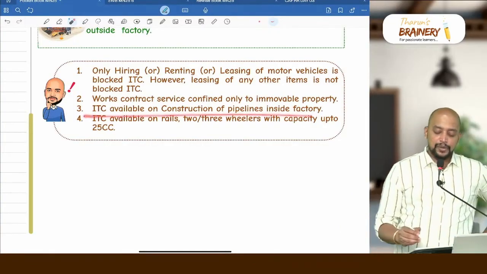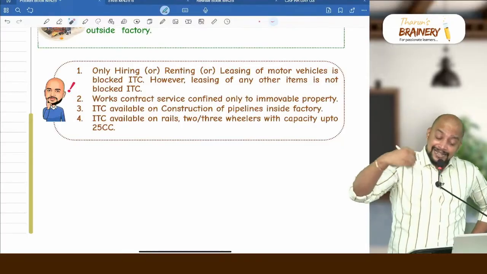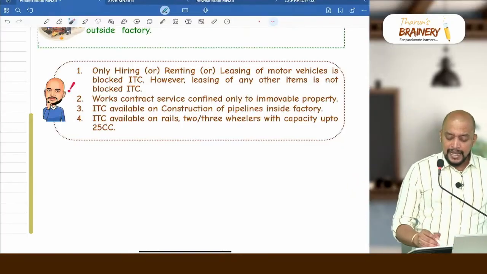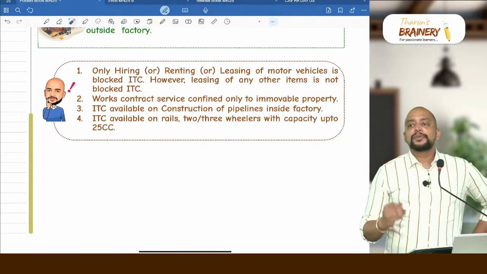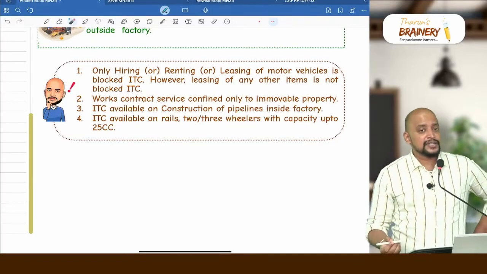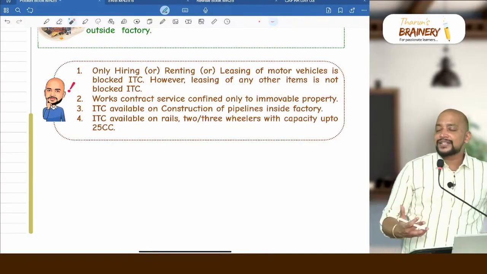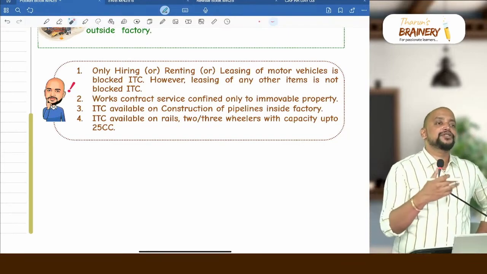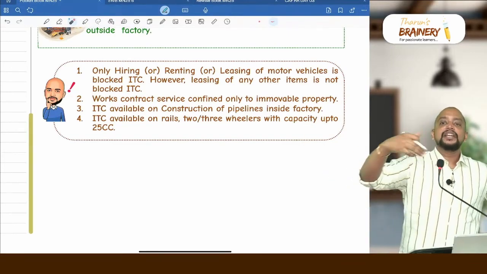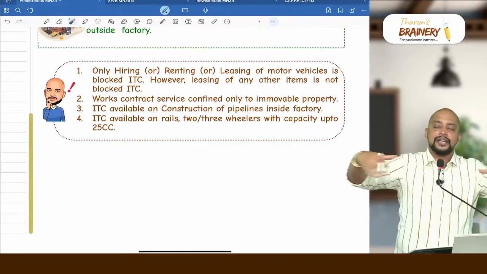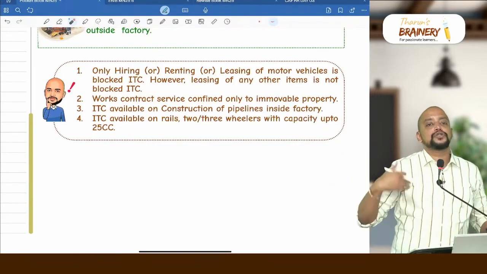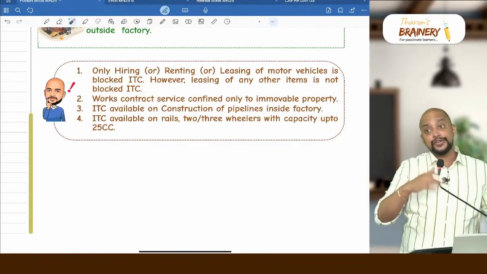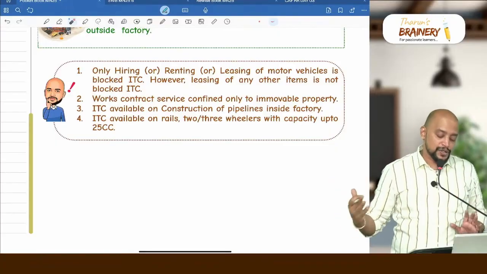Then ITC is available on construction of pipelines inside the factory. Then ITC is available on rails, because rails are not coming under motor vehicles. So companies will be purchasing rails, mainly for the purpose of taking manufactured goods to the railway station. They will lay down a pipe, like a network, a rail network, and they will also purchase the wagons for the purpose of transporting the manufactured goods.